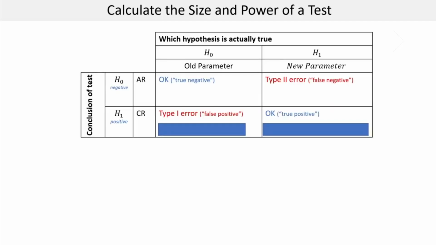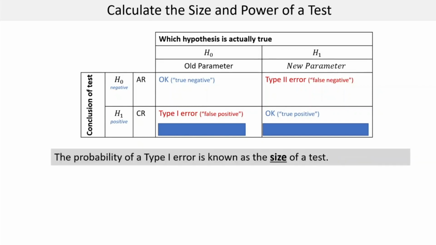So, the size and the power, let's go back to this matrix, to this array, to this two-way table, and we'll see where the size and the power come from. We already know that we have two conclusions that are correct conclusions for the test. Those are the top left and the bottom right, the two that are in blue. We have two errors that can be made. A type 1 error where you reject H0 and you shouldn't have, and a type 2 error where you accept H0 and you shouldn't have.